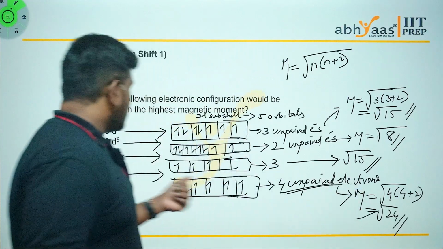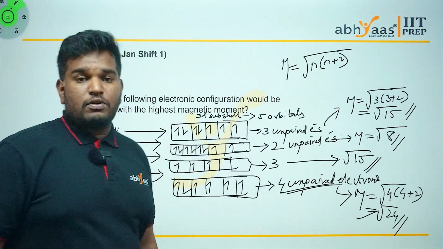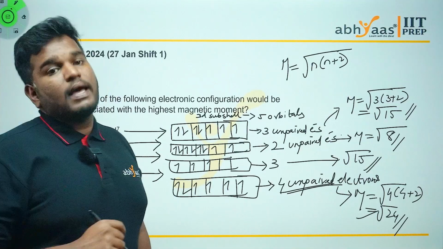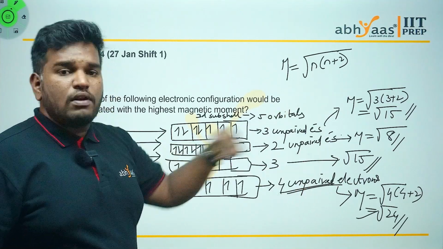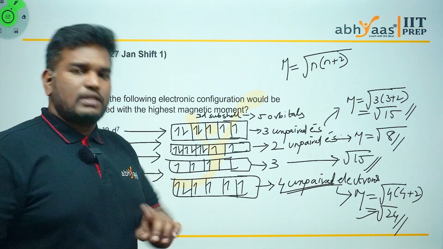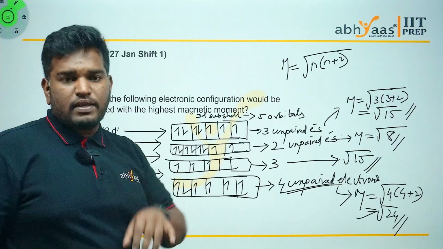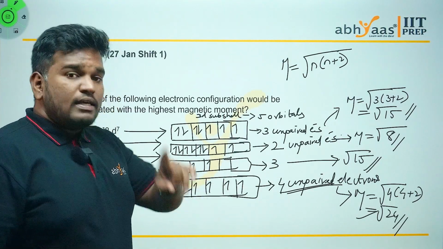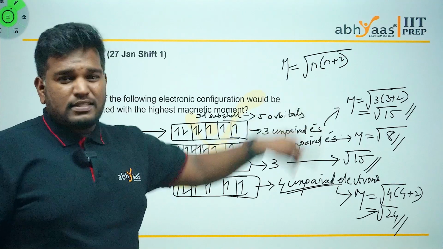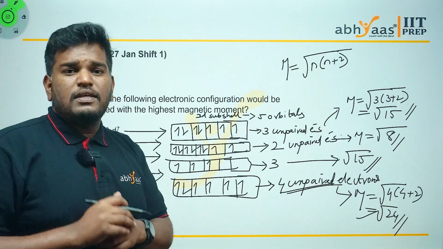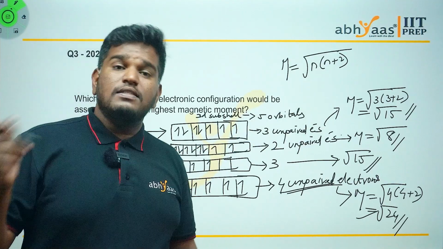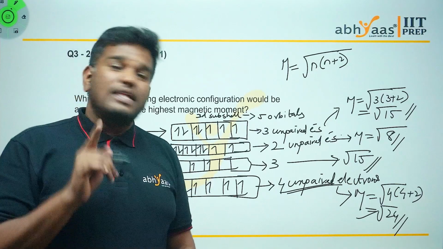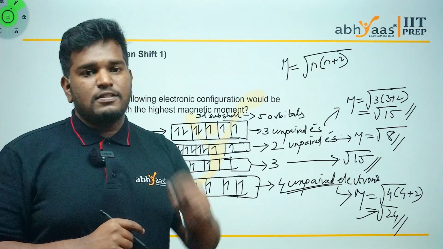The configuration which is having 4 unpaired electrons will be having the maximum magnetic moment, because you know root 24 value will be the maximum. Whatever the value is after solving, you will be getting something around 4 point something. But it will be the highest among these. So what is the shortcut method? You just see which is having the highest number of unpaired electrons. That configuration will be having the highest magnetic moment.